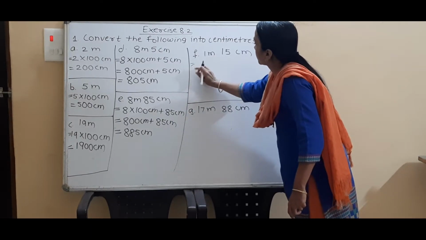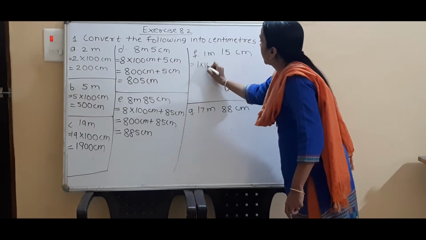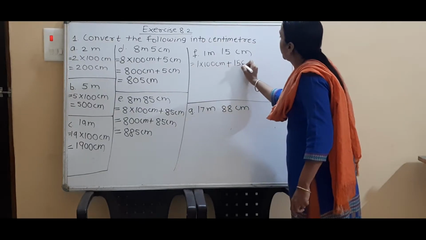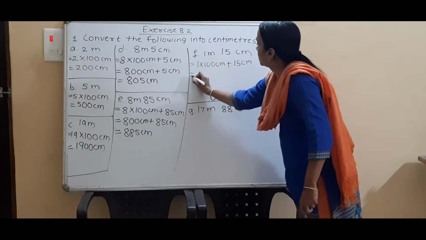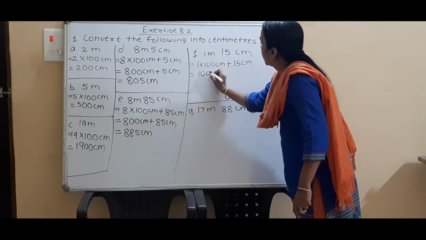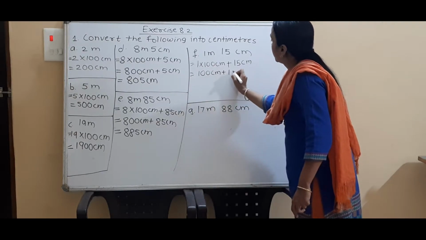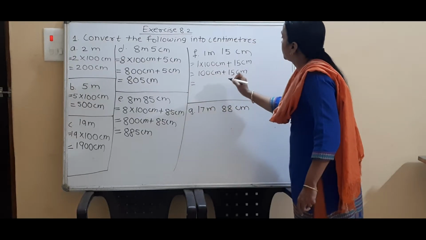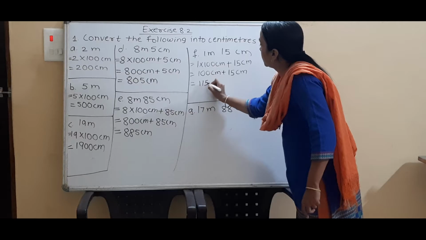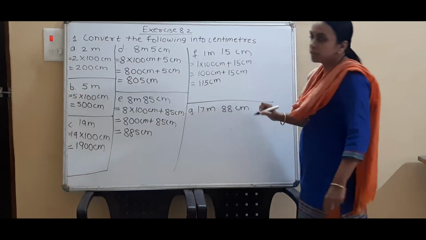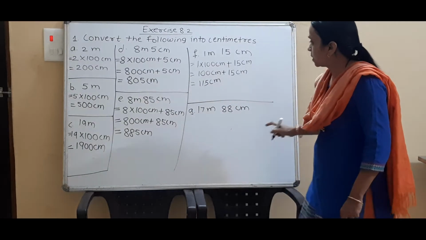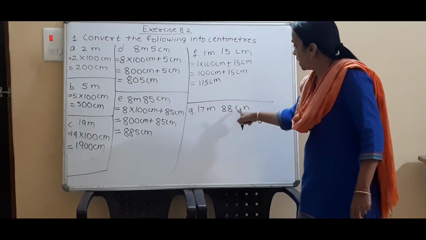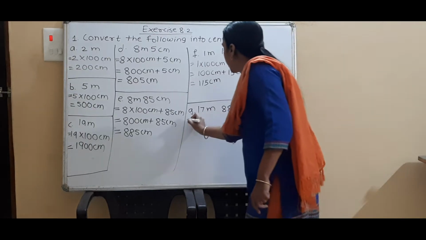So 1 multiplied by 100 centimeter plus 15 centimeter. So 100 ones are 100. 100 centimeter plus 15 centimeter. 100 plus 15, 115 centimeter is our answer. Now see G question. 17 meter 88 centimeter equal to.